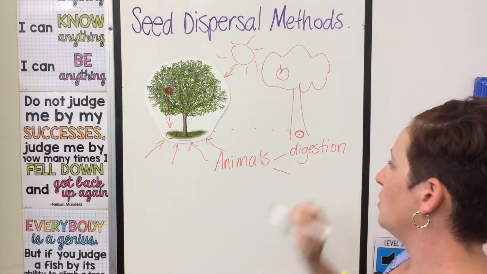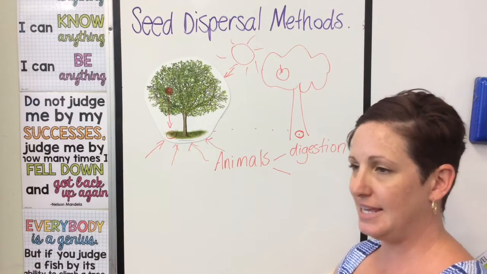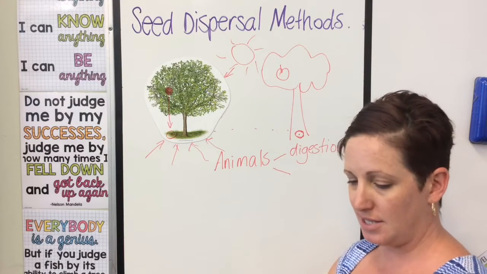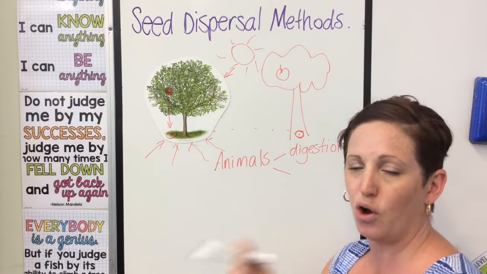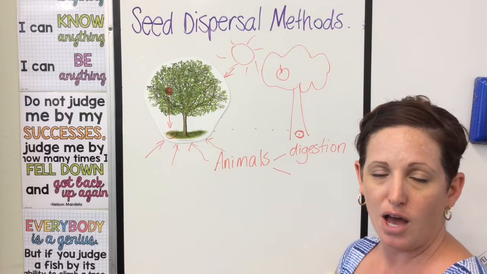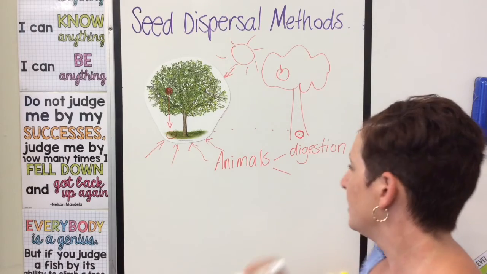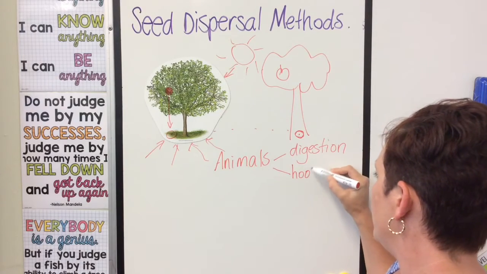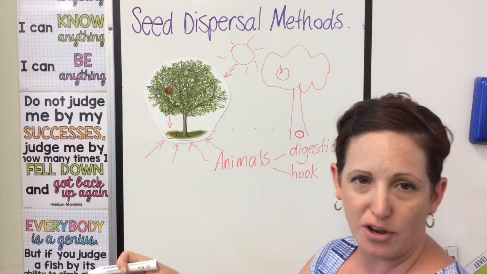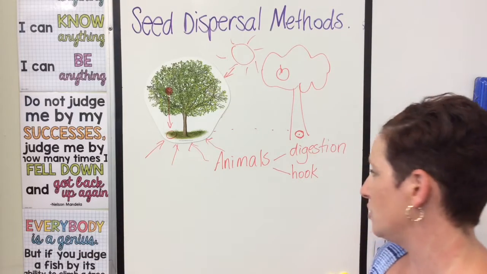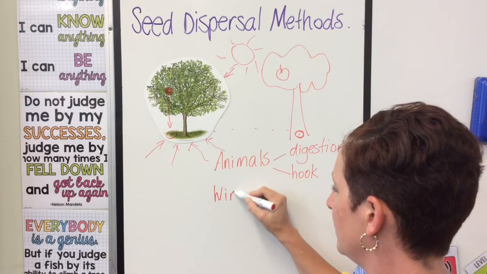They can also disperse seeds through the hook method, and that is where a seed has some type of mechanism or some type of design where it can hook onto an animal's fur or into their feet or whatever. That's called the hook method. So basically the seed hitches a ride on the animal to a faraway location so the plant can grow away from the host plant.